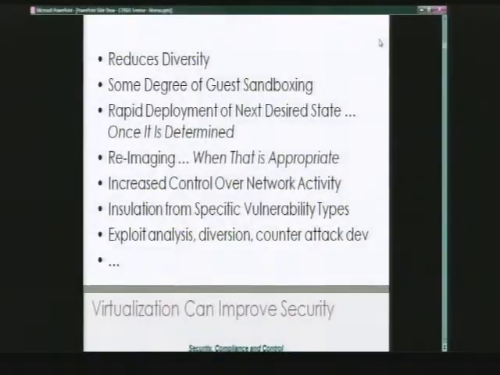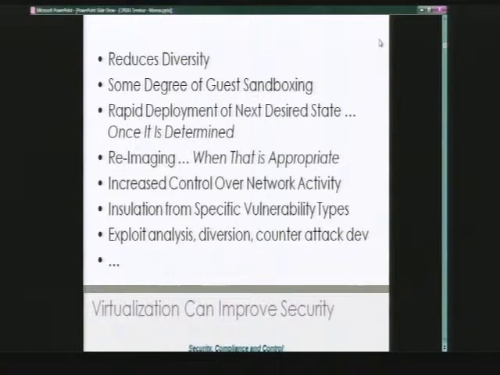We get some degree of sandboxing. There's some degree of insulation associated with virtualization. It can prevent some sorts of exposure. It certainly isolates guests to some extent from other guests and from the underlying hosting environment. That is both a benefit and a challenge. We'll talk about that in a minute.